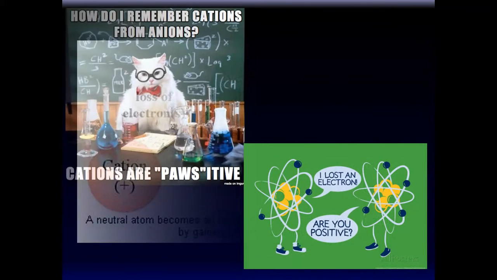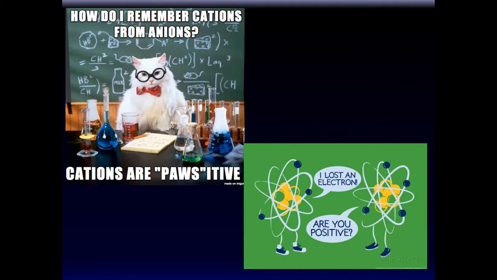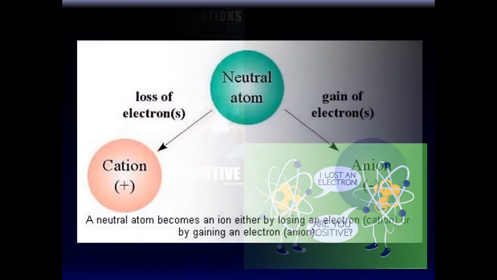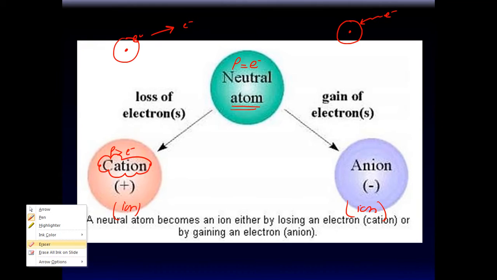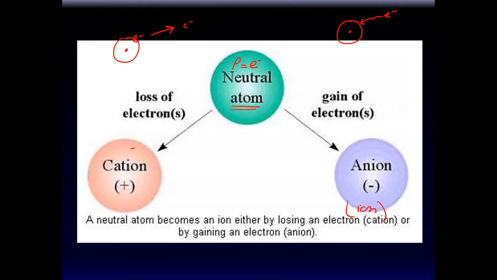That's pretty easy to remember, even from my high school days. How do I remember cations from anions? Well, cations are positive. Cats have paws. See it, paws. Positive. So cations have positive charge, anions have negative charge. Okay, this is a good one: I lost an electron. Are you positive? Ha ha ha. So cations are positively charged atoms, and anions are negatively charged atoms. Okay, so we got that.